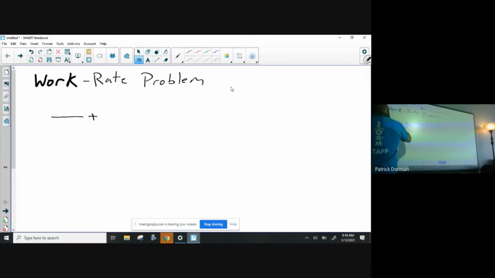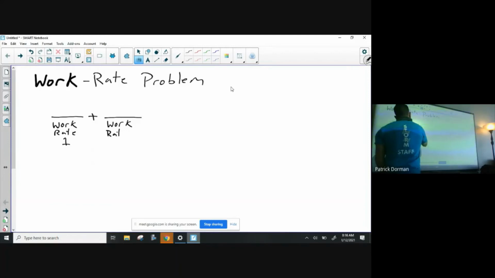So I like to set it up with our, so let's go, part of job done. Sorry, these set up a little differently than they did last year. Your denominator here is always going to be your work rate number 1, and you might have a lot of them. You're going to have a work rate 2, and then you could have a bunch more of them. We'll usually only be working with 2 or 3.